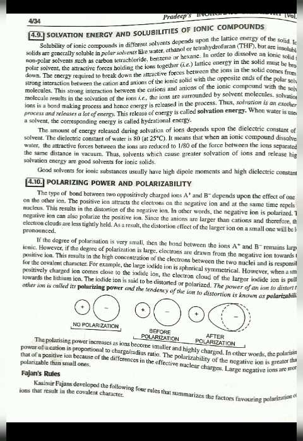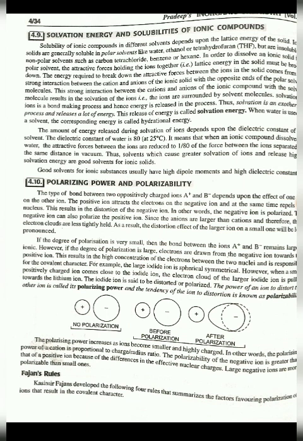For example, the large iodide ion is spherically symmetrical. However, when a small positively charged ion comes close to the iodide ion, the electron cloud of the larger iodide ion is pulled towards the lithium ion. The iodide ion is said to be distorted or polarized. The power of an ion to distort the other ion is called its polarizing power, and the tendency of the ion to distortion is known as polarizability.